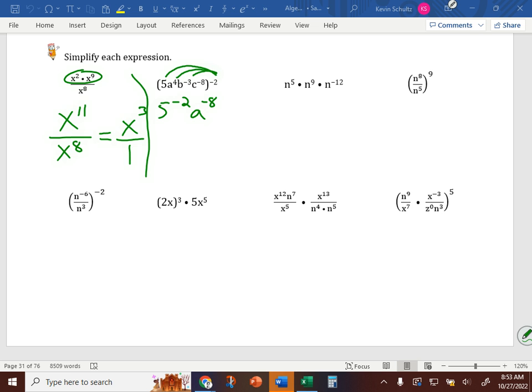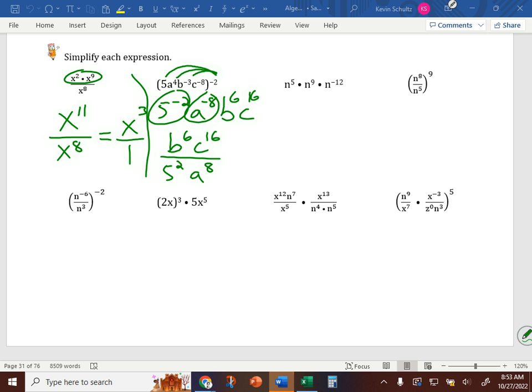Because now watch what happens. That b to the negative third becomes now b to the positive, not third, b to the positive sixth, because negative 3 times negative 2 is a positive 6. And that c to the negative eighth is now a c to the positive 16th. Again, because the sign changes, because you're multiplying a negative by a negative, right? So now what you end up moving are the negative powers, the 5 and the a, and so your final answer, b to the 6th, c to the 16th over 5 squared, a to the 8th.